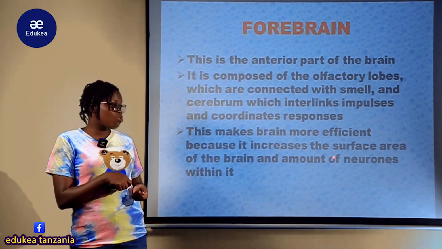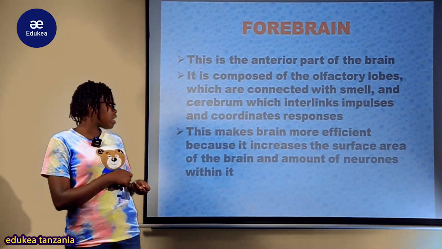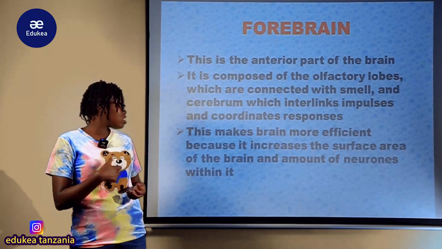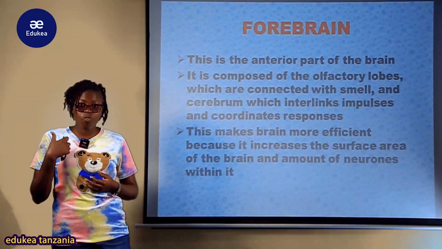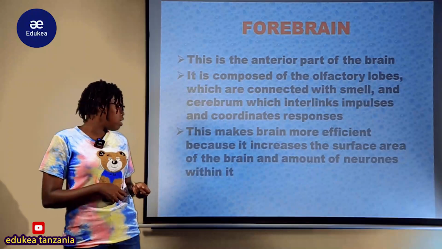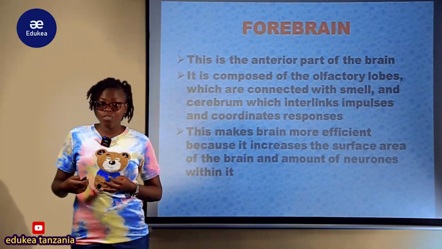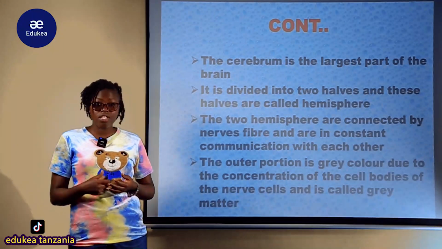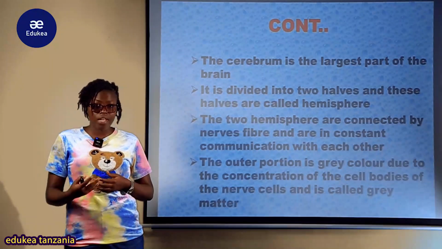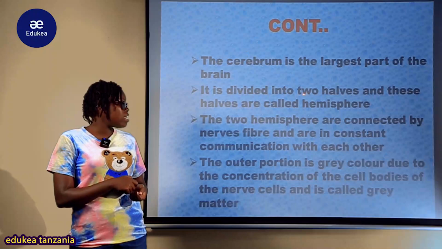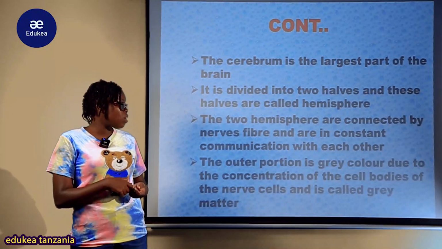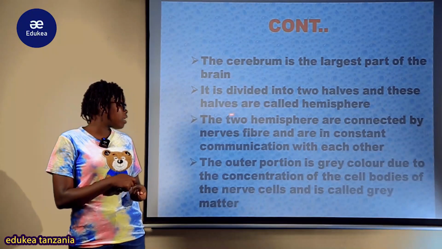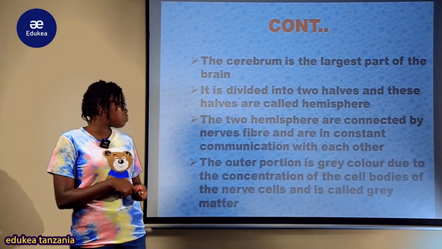So these two components of the forebrain inasaidia brain kuweza kufanya kazi kwa ufanisi zaidi, na vile vile kuweza kuongeza surface area for the brain kuweza ku-function more efficiently na kulingana na kiasi cha neurons zilizopo ndani yake. So the cerebrum is the largest part of the brain. The cerebrum is the largest part of the forebrain, ambao it is divided into two halves, ambapo zinaitwa hemispheres, na the two hemispheres are connected by nerve fibers and are in constant communication with each other.